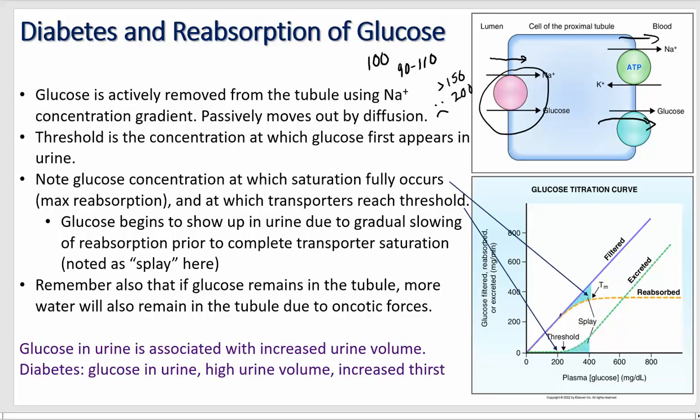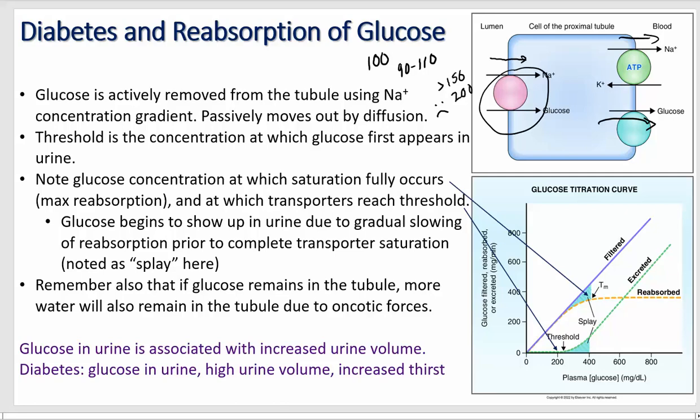All right, so let's see, glucose concentration at which saturation fully occurs, and at which transporters reach threshold. Glucose begins to show up in the urine. This is all stuff I just said. It begins to show up in the urine due to gradual slowing of reabsorption prior to complete transporter saturation. That's what we were calling splay, these areas that are kind of colored in. Not too concerned about that because it kind of makes sense.